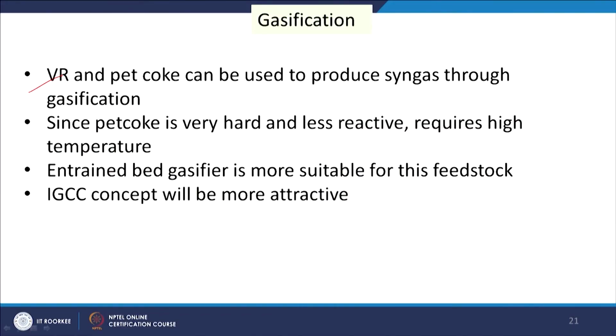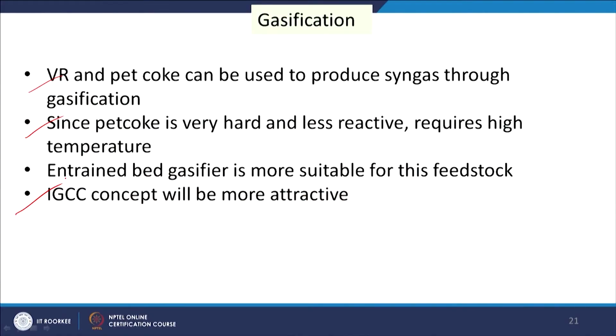And we have also discussed that entrained bed gasifier is more suitable for feedstocks which are less reactive. So, our pet coke and residue are not of that high reactivity, because they come as bottom product after high thermal treatment. So, if we want to gasify these products, we need a reactor like entrained bed gasifiers to handle this less reactive feedstock. So, we see here VR and pet coke can be used to produce syngas through gasification, and entrained bed gasifiers will be more preferable, and the IGCC concept will be more attractive for the utilization of this coke produced through the delayed coking unit.